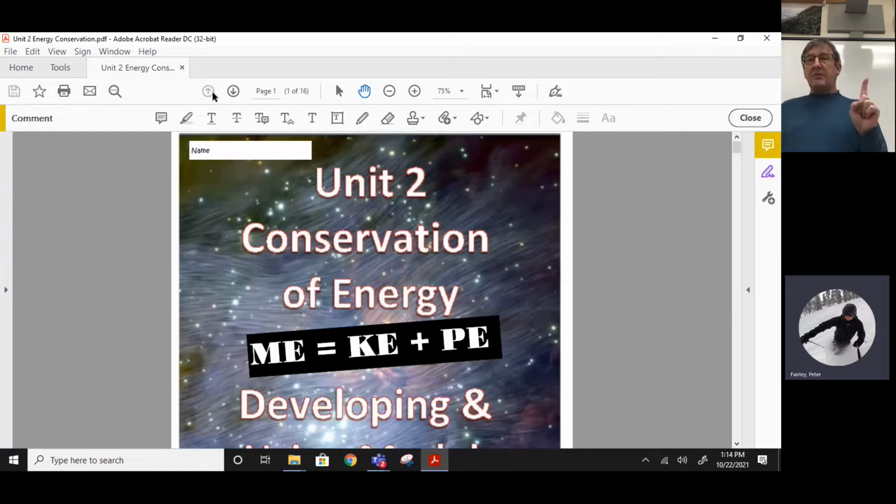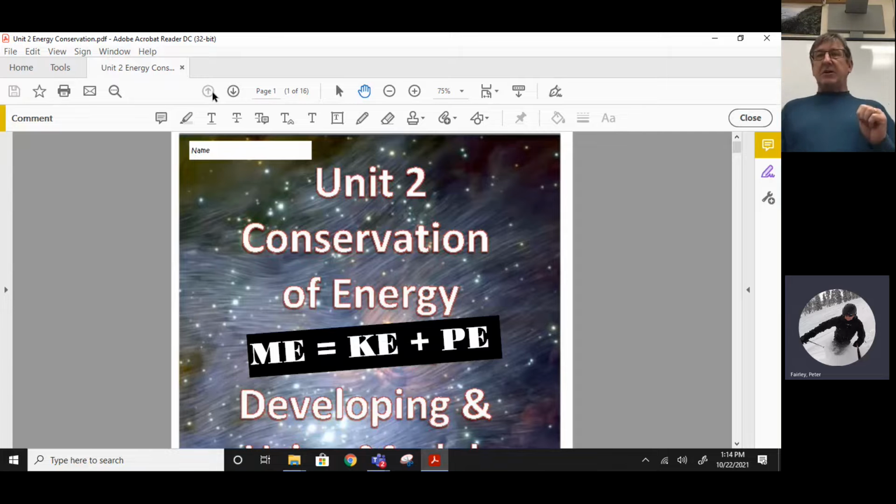Part 1, energy cannot be created. Part 2, energy cannot be destroyed. Part 3, but energy can be transferred. We can move energy from one place to another. So we can't make any new energy, and we can't actually destroy any energy either, but we can move it from point A to point B, or from object A to object B.